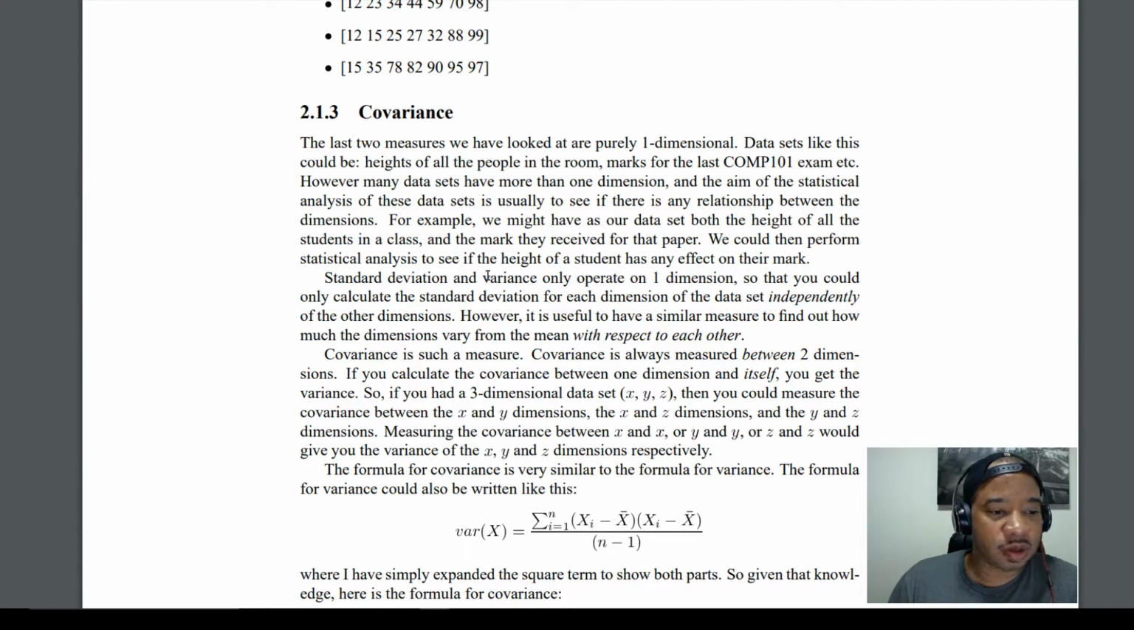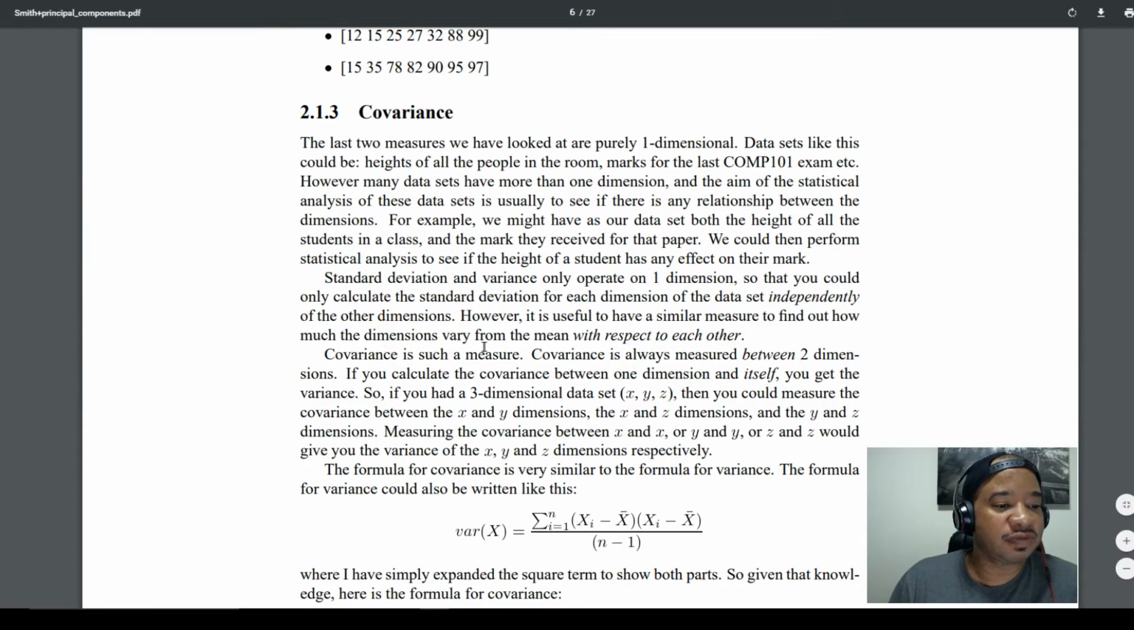Standard deviation and variance only operate on one dimension, so you could only calculate standard deviation for each dimension of the data set independently of the other dimensions. However, it is useful to have a similar measure to find out how much the dimensions vary from the mean with respect to each other.